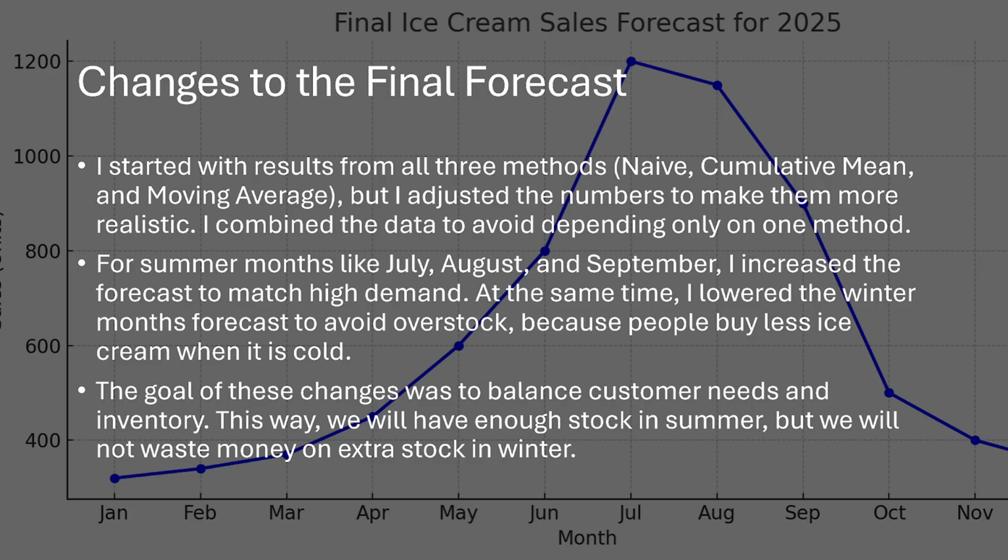Changes to the final forecast. When I built my final forecast, I did not just copy numbers from the methods. I made changes based on my logic and past sales data. For example, in summer months, I increased the forecast because I know people buy more ice cream when it's hot. In winter months, I lowered the forecast to avoid overstock. My goal was to balance customer demand and inventory. I want to have enough ice cream in summer and not waste money in winter. This way, we can run the business better, and by making smarter choices, we can make more money and make our business more profitable.